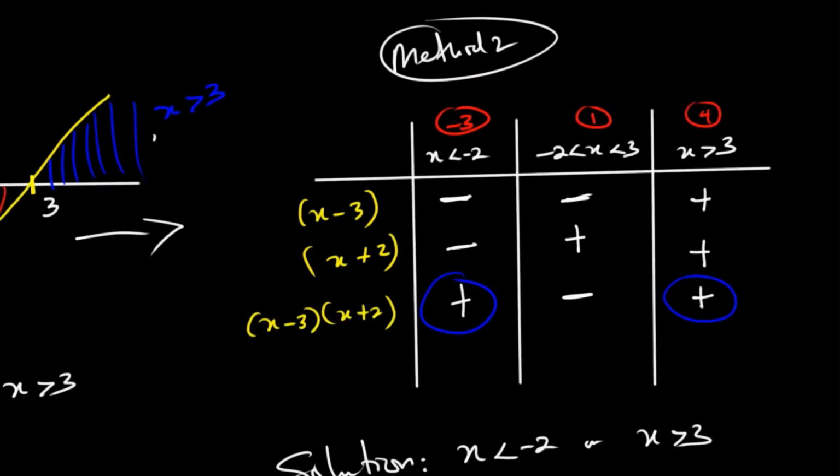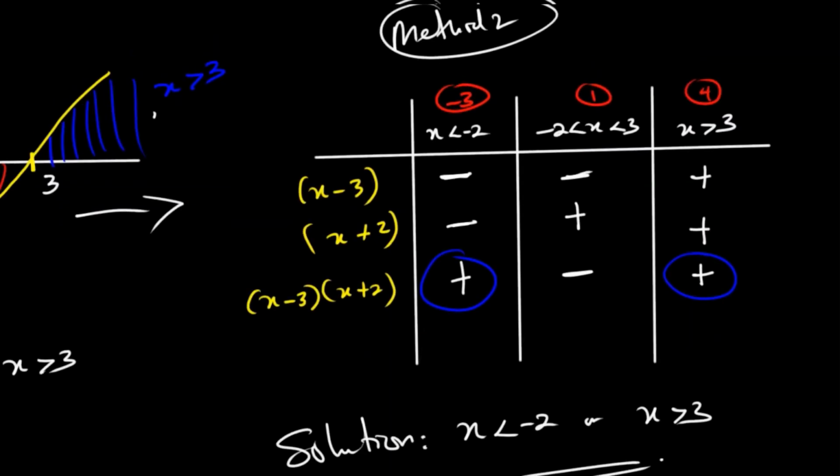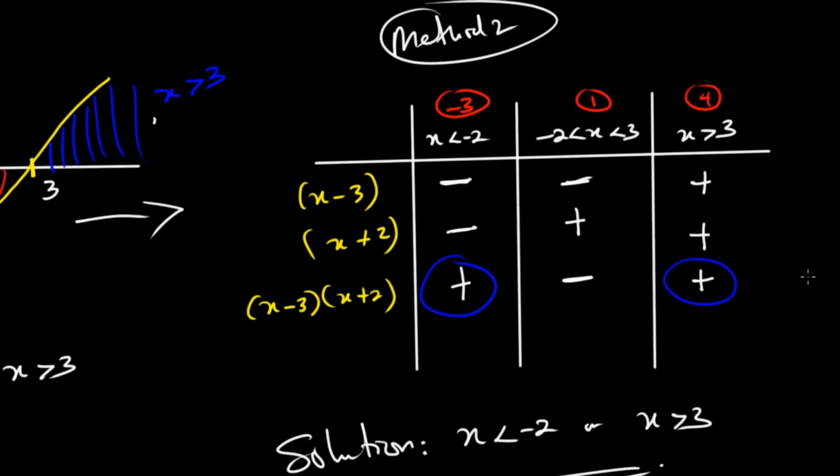So that's simply how we can find our way around solving quadratic inequality using the two different methods: drawing the graph and finding the solution from intuition, or using the tabular method.